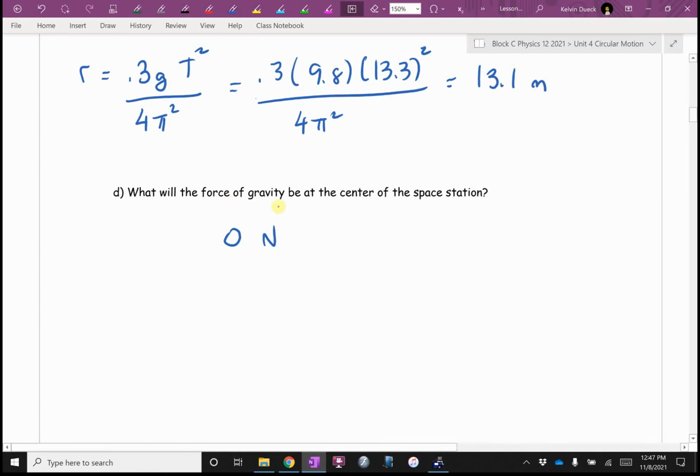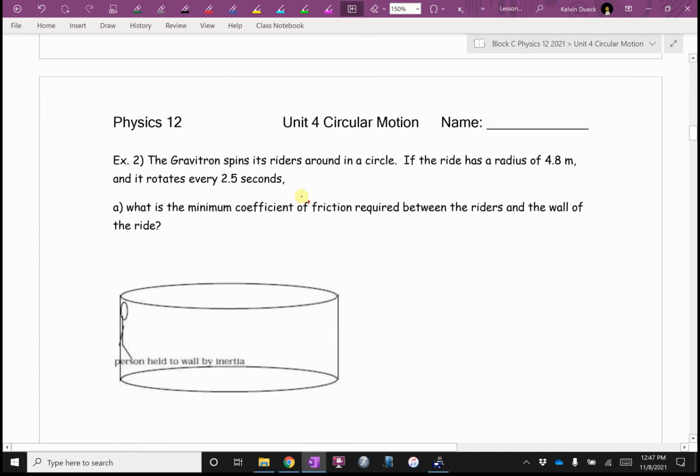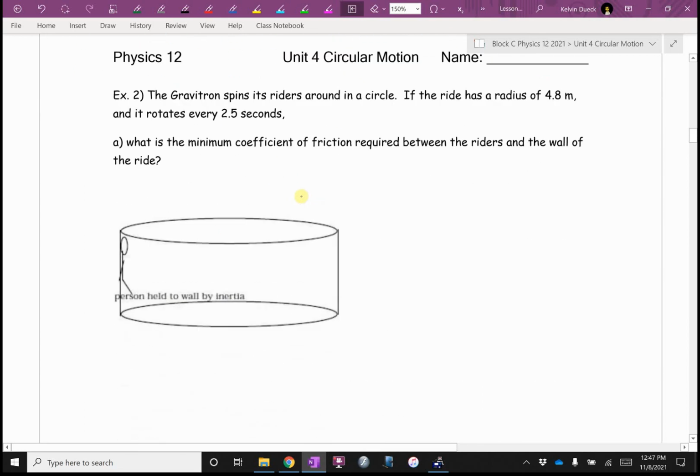So, one nice example of horizontal circles, artificial gravity in outer space, but we can do something similar on Earth with a ride called the Gravitron. I like example 2. Example 2 is a nice question.